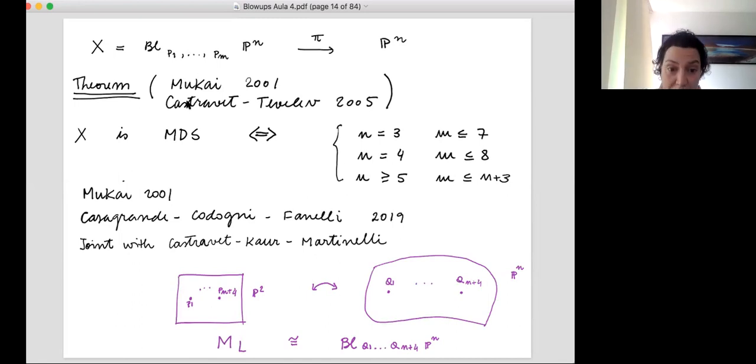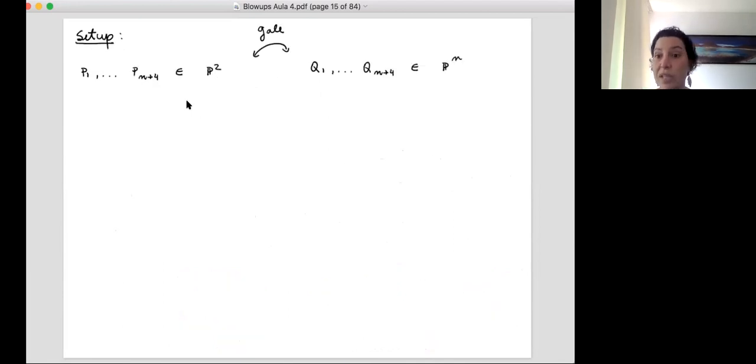So if you start with these points in general position in P2, then you can take the Gale dual points, and what we will see is that for a special choice of polarization L on the rational surface, we can realize the blow up of Pn at n plus 4 points as the moduli space of vector bundles on P2 for certain invariants. Okay, so this is what I am going to explain to you today. I'm going to give you a sketch of this proof. This is not complete, but at least it gives you an idea.